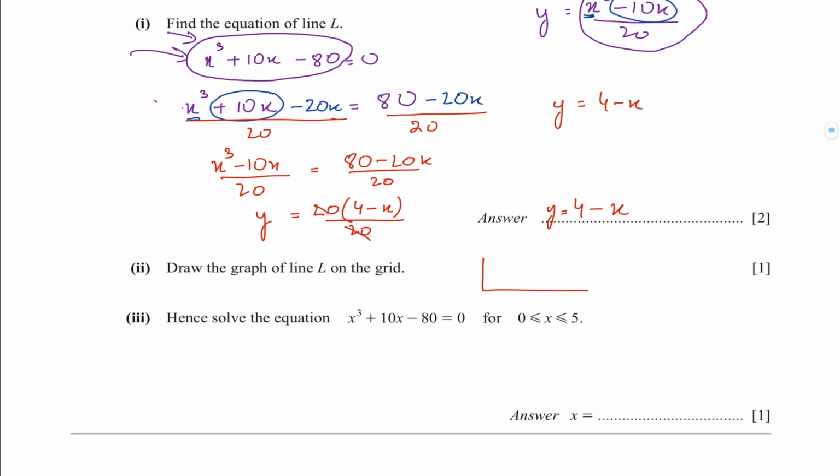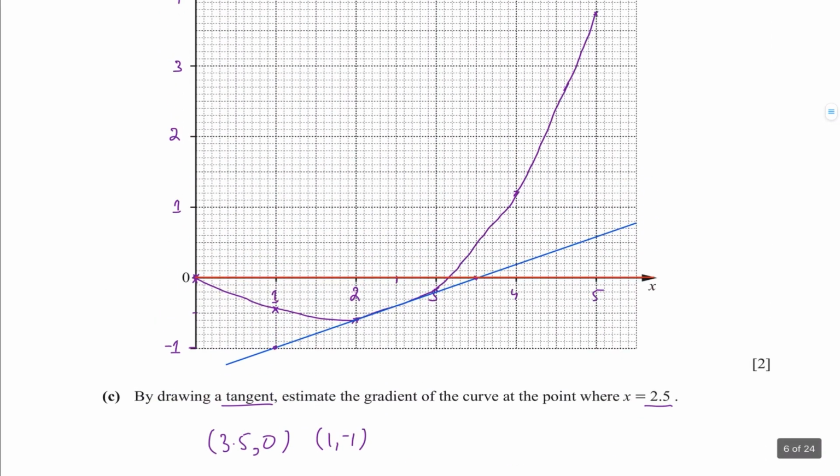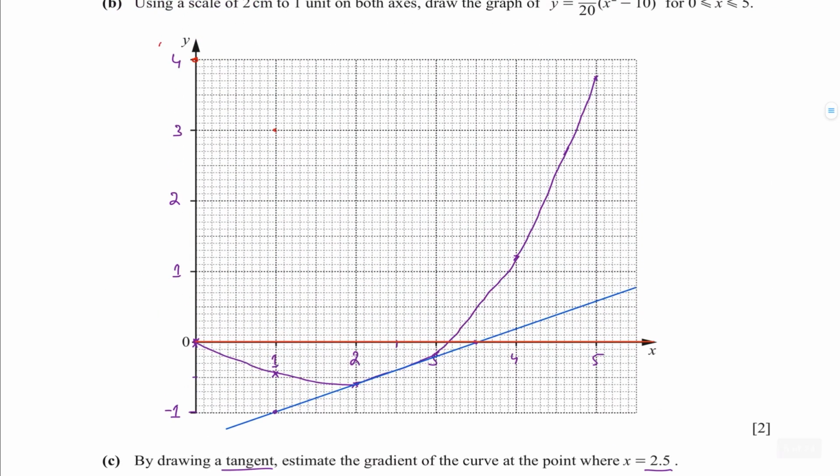Well, we can do that very conveniently. Let's take three values, x and y. Let's take 0, so y will be 4. Let's take 1, so y will be 3. If we take 2, y will be 4 minus 2, which is 2. So the points are (0, 4), (1, 3), (2, 2).